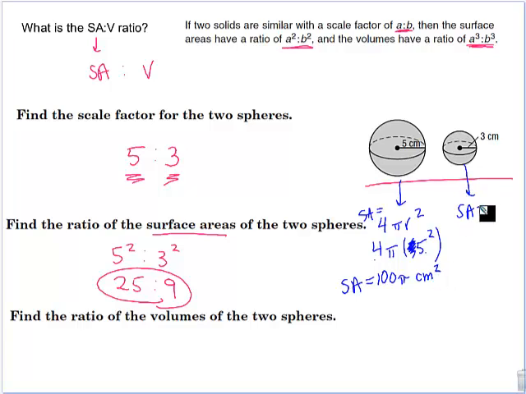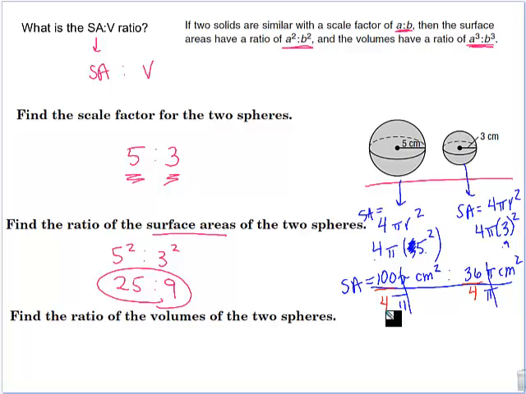Our second sphere, 4 pi r squared, so 4 pi times 3 squared. 3 squared is 9, times 4 is 36, so 36 pi centimeters squared. So now if we look at this ratio of 100 pi to 36 pi, first off we could divide both sides by pi. Then 36 and 100 still have a common factor of 4, so we could also divide both sides by 4, and we would be left with 25 to 9, which is the same ratio we got just by looking at the scale factors of the two radiuses.